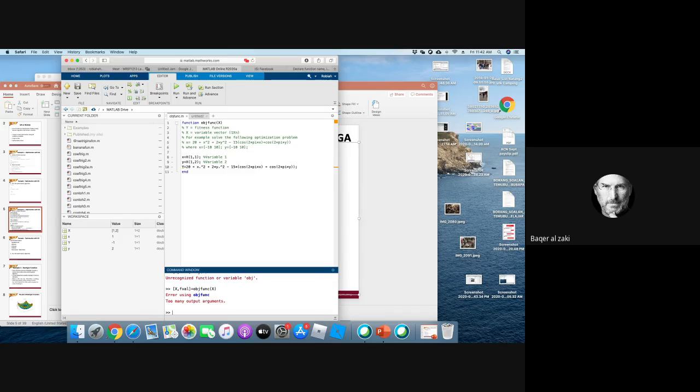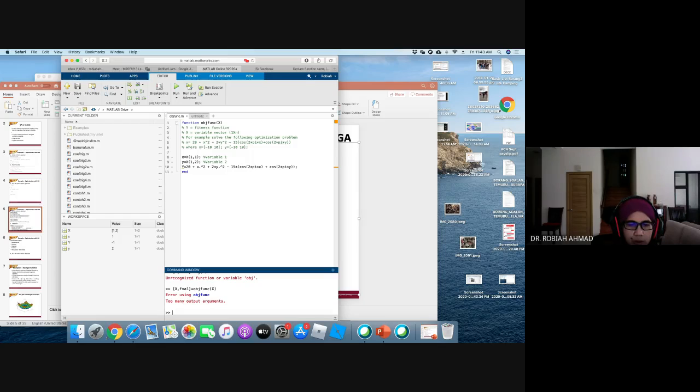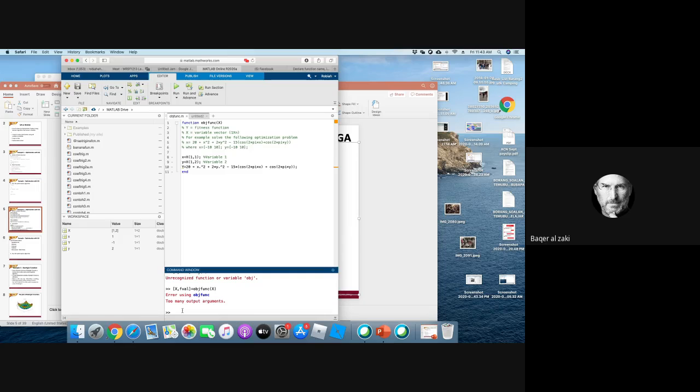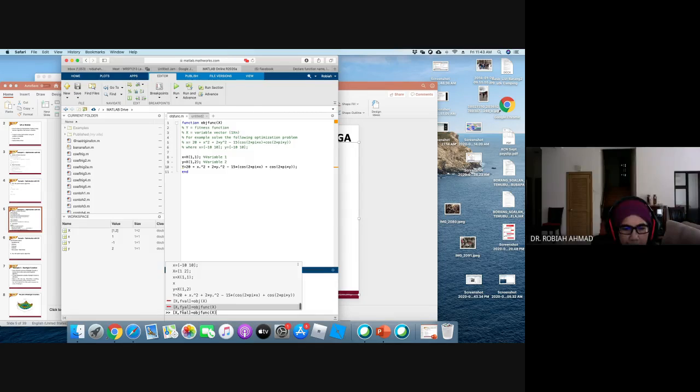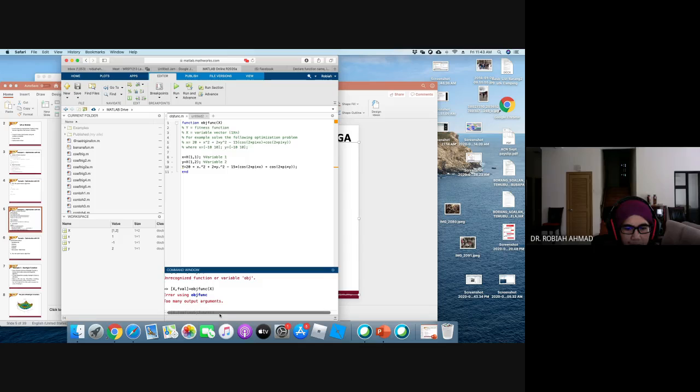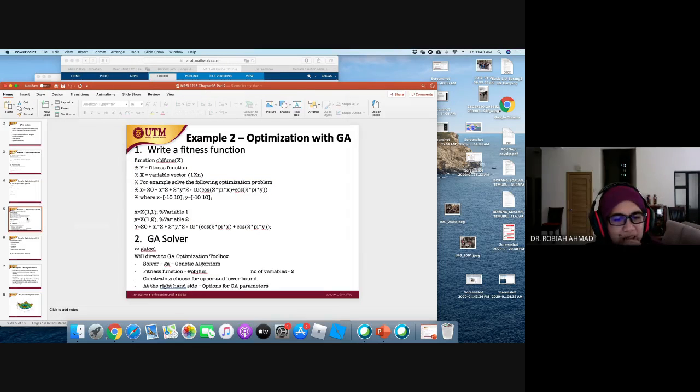Just OBJ, right? Let me check. Why is it Y? I think GA, right? I'm not sure. I think I missed something. This one doesn't work, so let us try another. Because my function doesn't seem right.